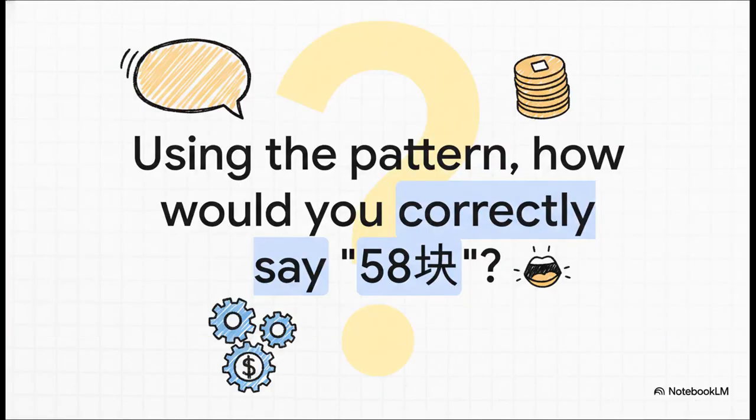So let's end with a little challenge to put what you've learned into immediate practice. On the screen, you see the price, 58 kuai. Now, using the logic we've just discussed, how would you say this out loud? Think about how to construct the number 58, and then remember to add our all-important measure word. This is how you bridge the gap from just understanding to actually speaking. Take a moment, think it through.